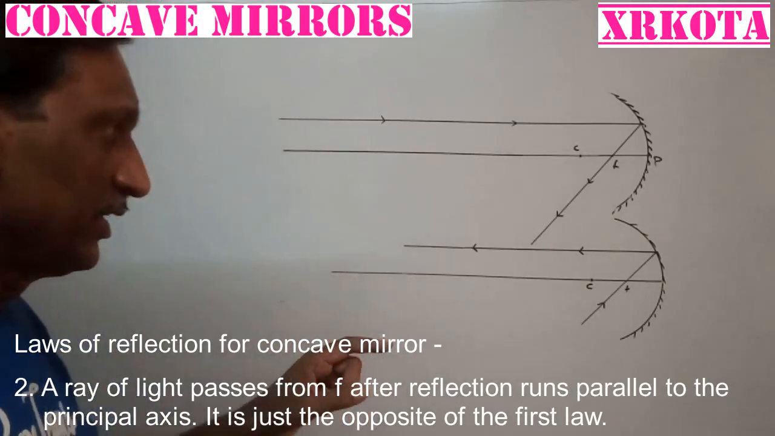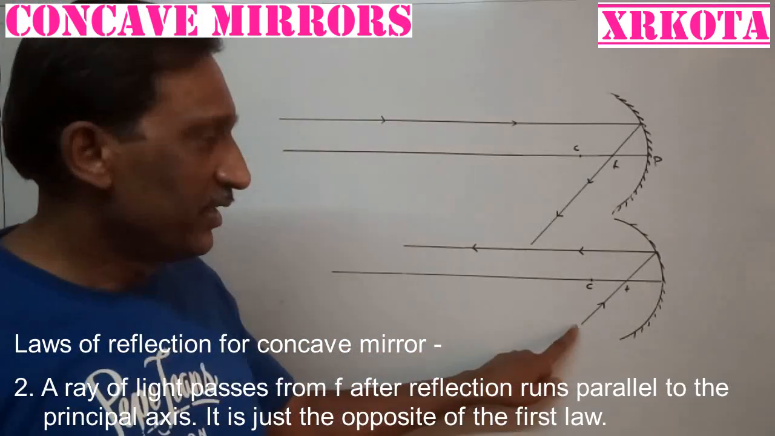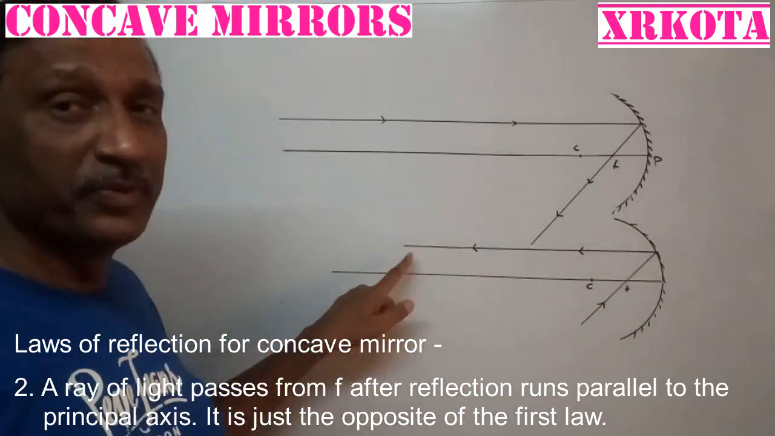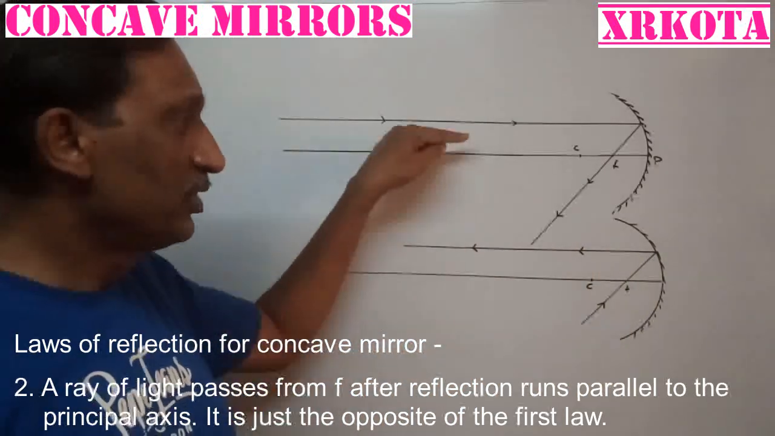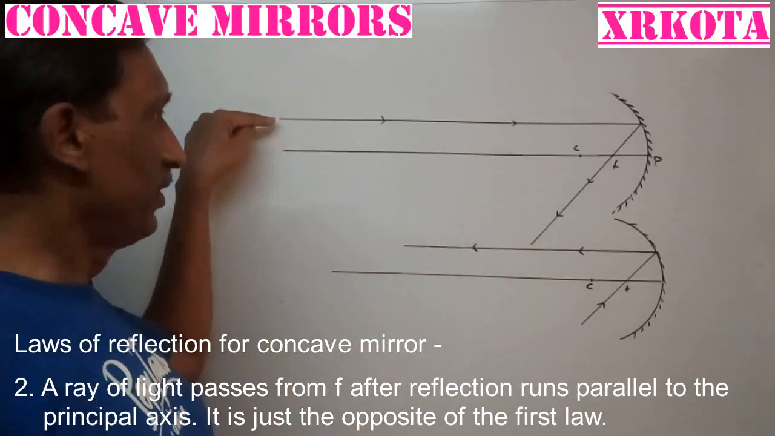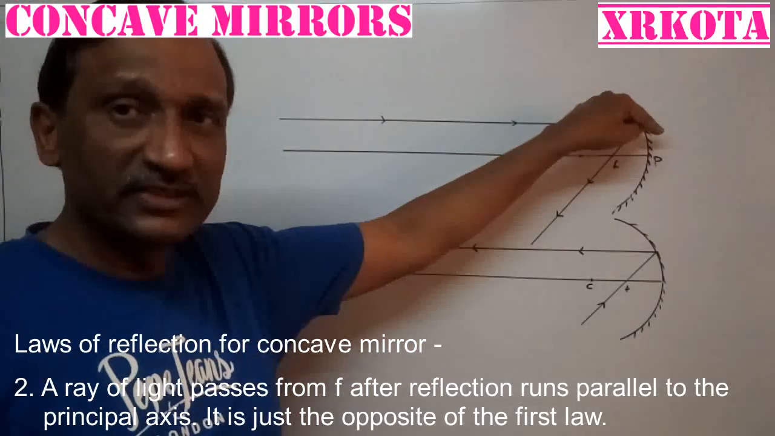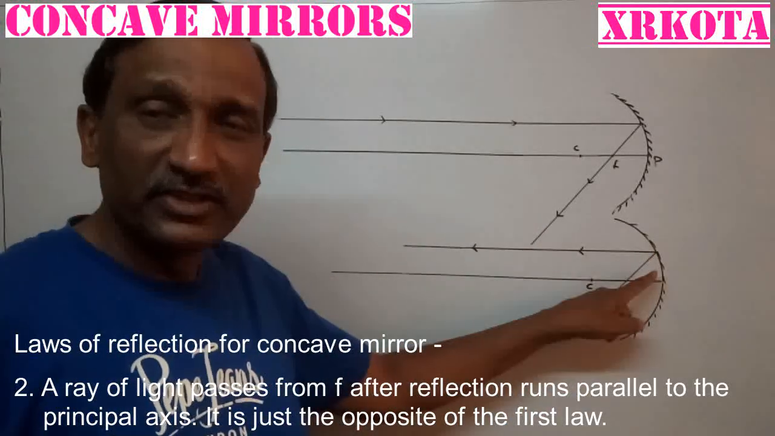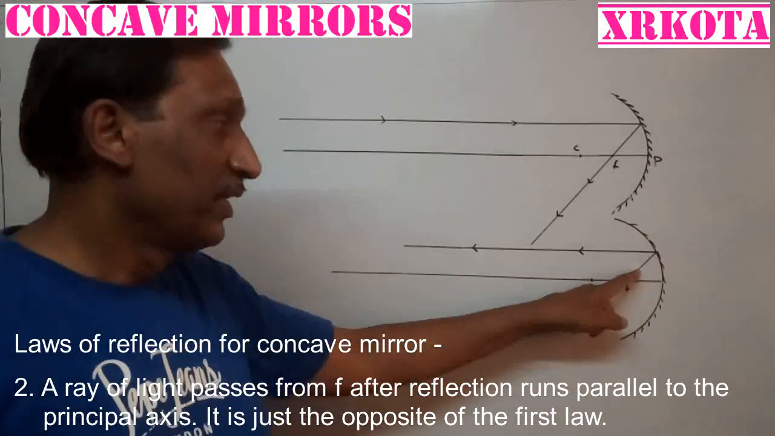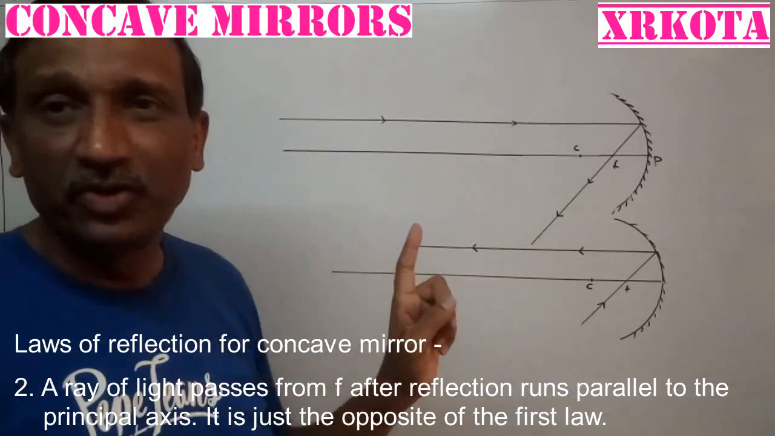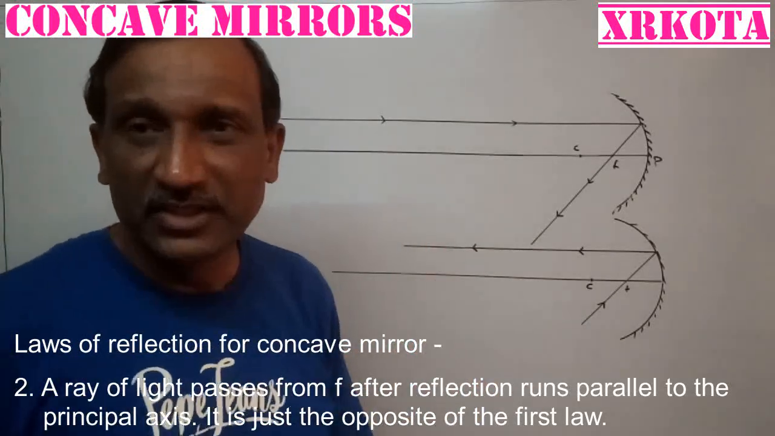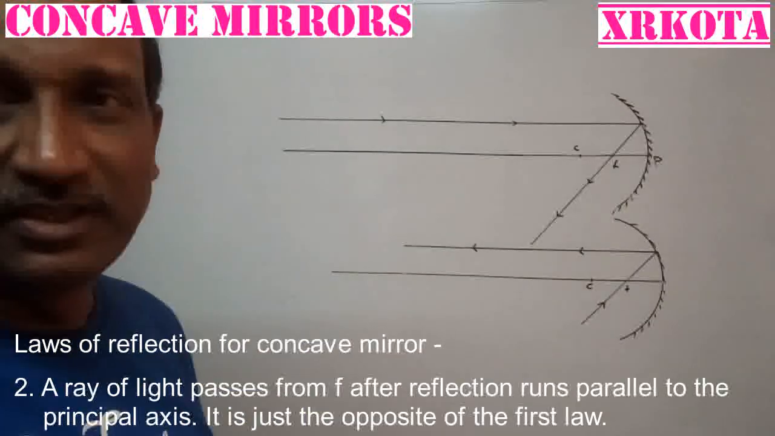The second law says a ray of light passing through F after reflection runs parallel to the principal axis. So both these are complementary to one another. A ray running parallel to the principal axis after reflection passes through F, or a ray passing through F after reflection runs parallel to the principal axis. These two things are just opposite of one another.